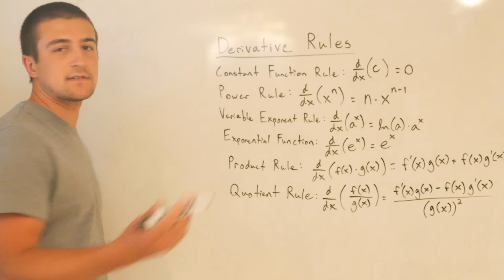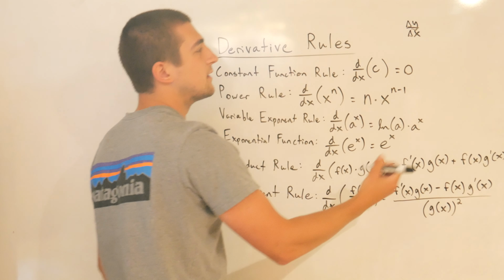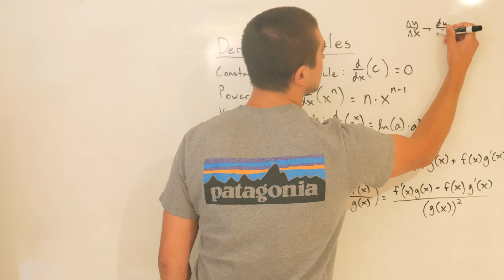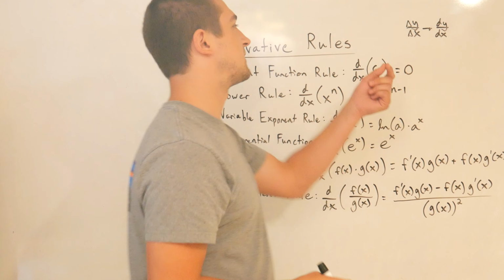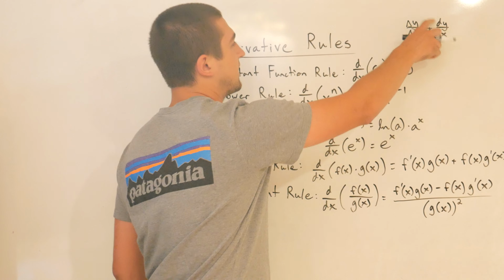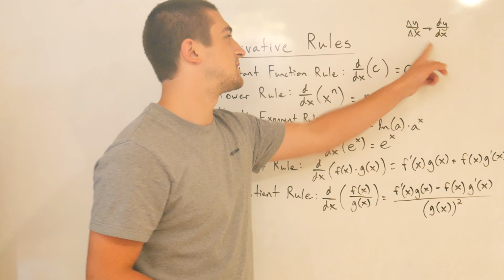Instead of using delta y, delta x for the slope, that is going to now be dy dx, because the delta, the change in each of those variables, is now infinitesimally small. We're assuming it approaches zero, the change. So we write it as d. And that's called Leibniz notation.